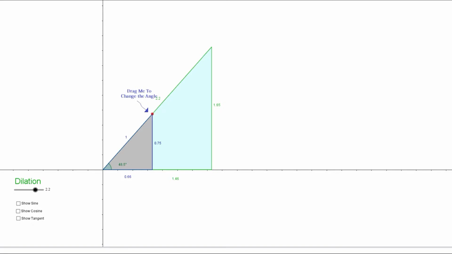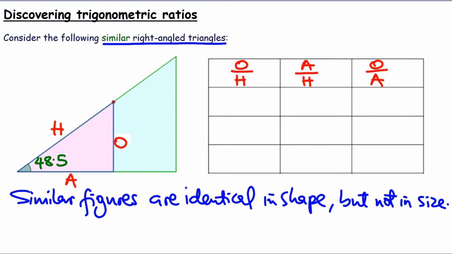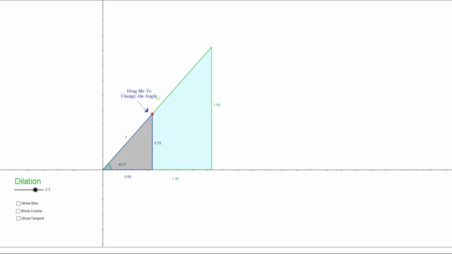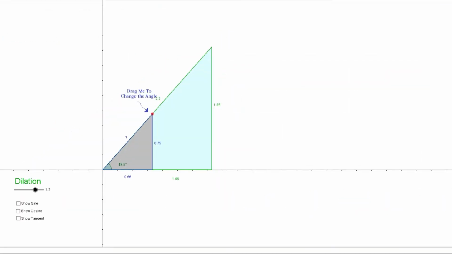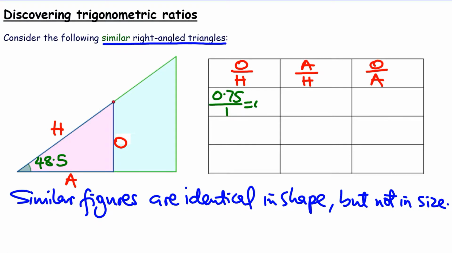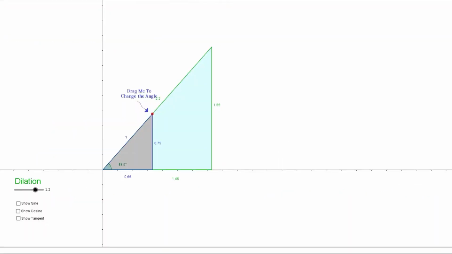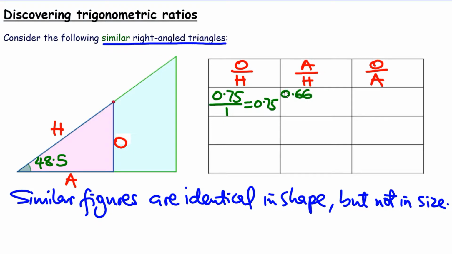All right. From the graphing package, the opposite is 0.75. So I'll fill in 0.75 for the small triangle. The adjacent is 0.66. Oh, sorry. Opposite over hypotenuse. The hypotenuse is 1, so that just gives us 0.75. Next, we have adjacent over hypotenuse, which is 0.66 over 1, which is just 0.66.